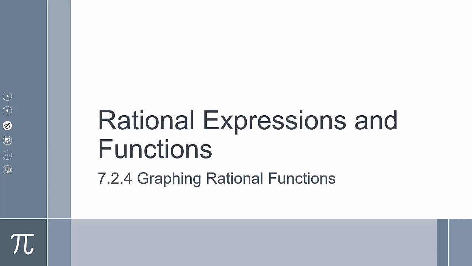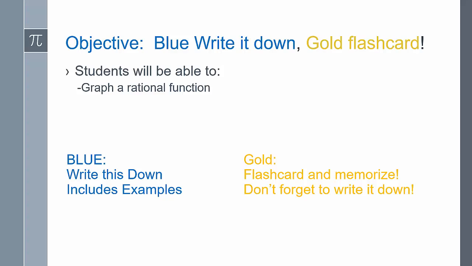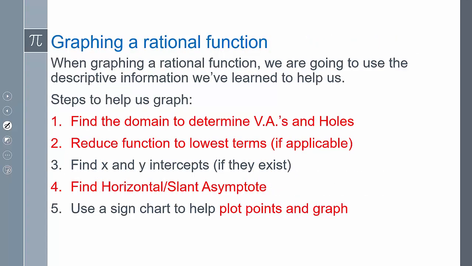This is 7.2.4, Graphing Rational Functions, and in this lesson we're going to be able to graph a rational function. Now, when graphing a rational function, it's a good idea to find as much descriptive information first. Then you can put everything together and start sketching the graph. So, what is some of that descriptive information that we know so far?